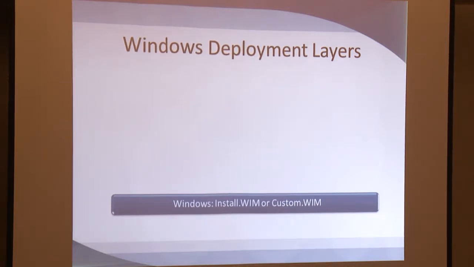That is the bottom layer. If you have the install.wim, which is a basic one you pull right off the DVD, the deployment media, or you create a custom WIM, which packs in anything that you want, applications, drivers, whatever you want inside of it, that's a custom WIM.